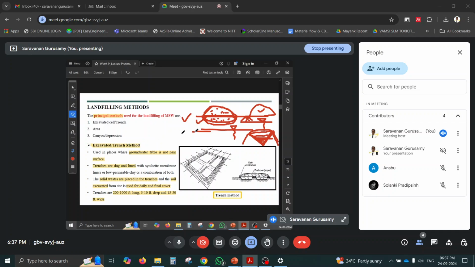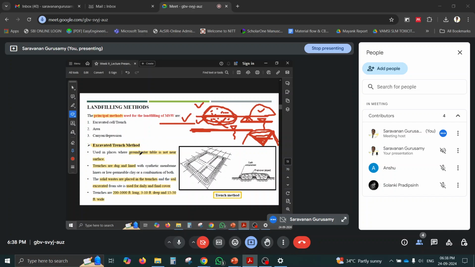Okay, so we have to analyze the level of groundwater throughout the year, through the whole monsoon season and the dry period. Everything I have to analyze, and I have to check the maximum level of the water table. If the maximum level is only this much, then I can use the excavation or trench method. If the maximum level of water is reaching this, then I should avoid the excavation or trench method. Hope you understood the principal methods.